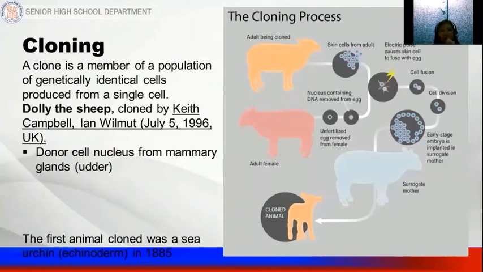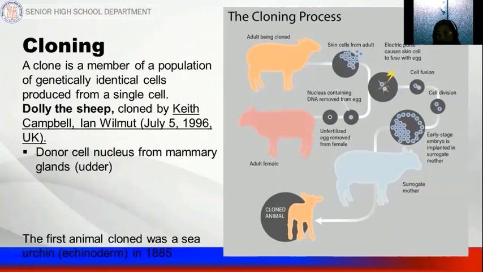Okay, so cloning. You still remember the Dolly sheep that was cloned by Keith Campbell. A clone is a member of a population of genetically identical cells produced from a single cell. So through cloning, skin cells from an adult were taken, and then donor cells, the nucleus from mammary glands or other cells, fertilize the egg from a female. True, the DNA is taken from the adult clone.